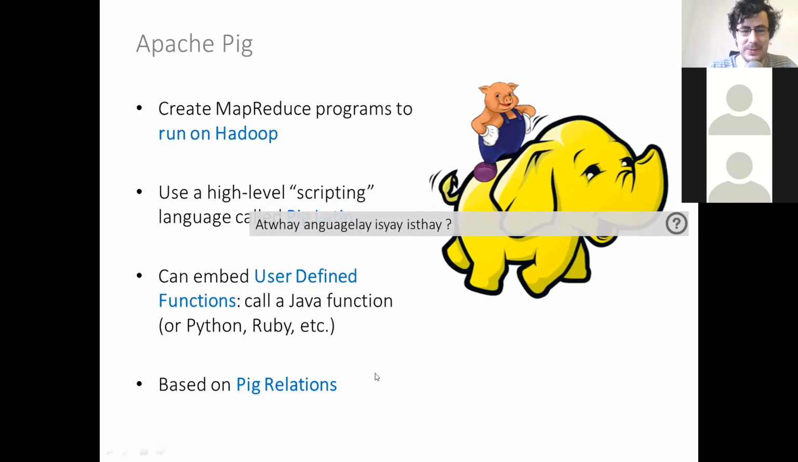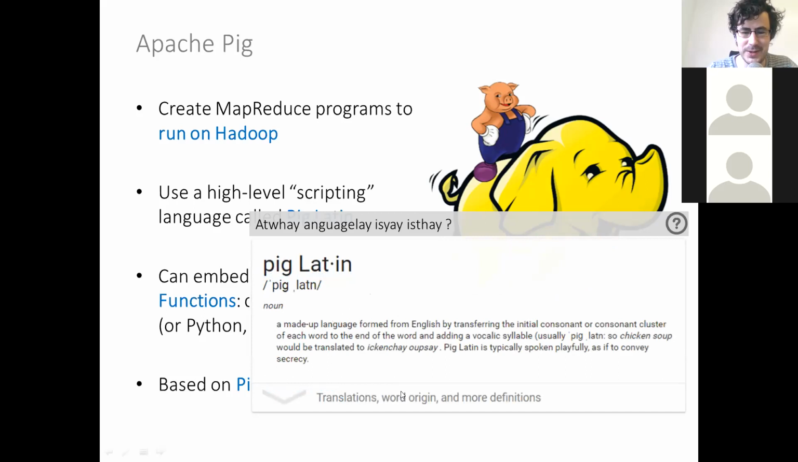It's a game that children play to try to talk to each other without their parents realizing what they're talking about. The idea is essentially you take the start of the word, you stick it on the end, and then you add an A at the end. It's supposed to sound kind of playfully as if people were speaking Latin, but that doesn't really work as far as I'm concerned. So anyways, this is Pig Latin.